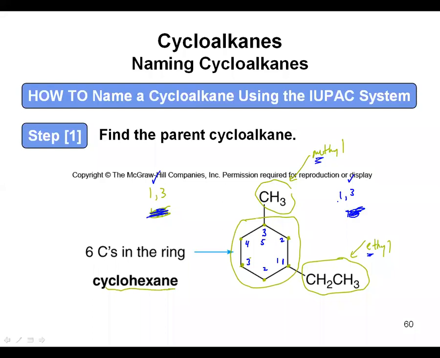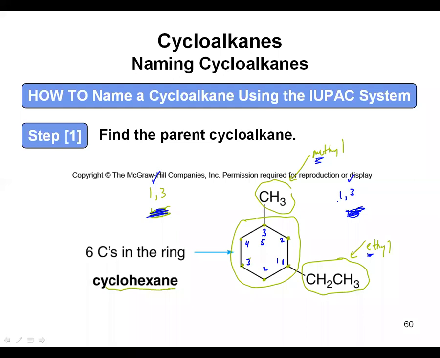Now, it's kind of a tie no matter which way you go, right? If you start with the methyl and go one way, you get 1, 3. If you start with the ethyl and go one way, you get 1, 3. Since it's a tie in terms of the numbers, the next important thing is the alphabetical aspect of the groups. So we would want to give the ethyl the smaller number in this case because it is alphabetically going to go first.